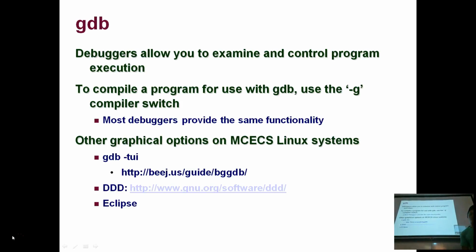Debuggers allow you to examine and control program execution. If you want to use the debugger to debug your program, you would typically compile it with the -g flag. Now you can bring up binaries that haven't been compiled with the -g flag in the debugger. It's just that you don't get any of the symbols, like the variable names or the source code listings, to help you debug that program. So that's the reason why you would include the -g option.